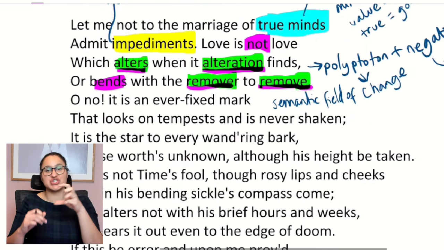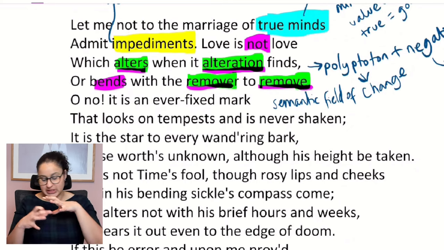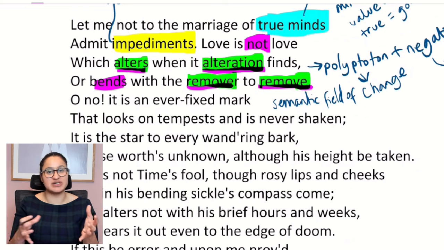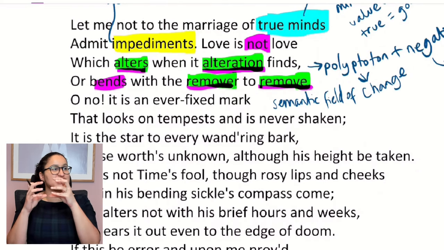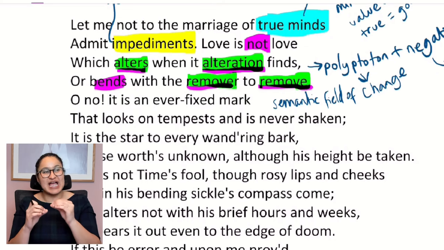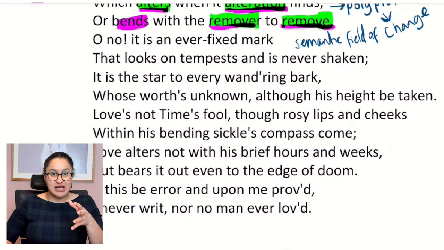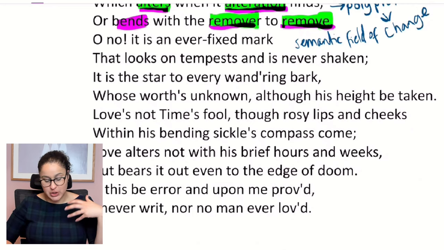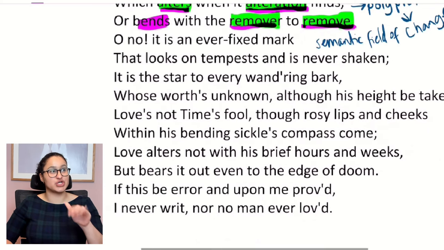Now, a quatrain is just a group of four lines. And when we come back later to looking at the whole structure of the poem and the fact that it's a sonnet, I'll say a little bit more about that. But we can think of this group as all being together as looking at what love is not. Once he's established that love is unchanging, he keeps going by saying, oh no, it is an ever fixed mark that looks on tempests and is never shaken.